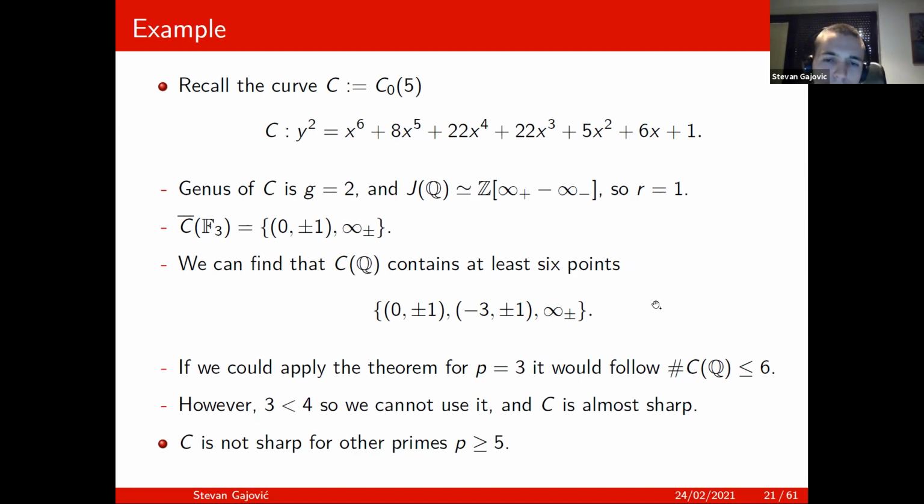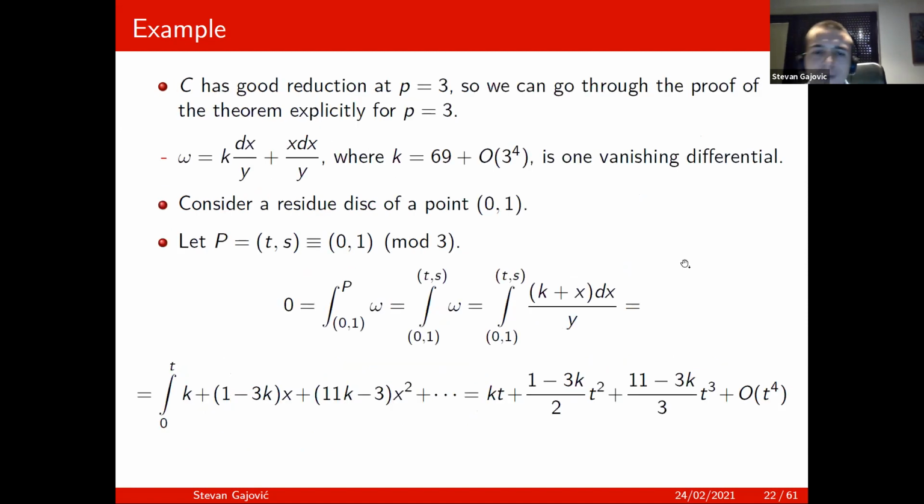So then we will imitate the proof, and I think that will help you to see what is going on, because this is an explicit version of the proof of Coleman's theorem. And we can use prime 3 because it's a prime of good reduction. And this is how we compute vanishing differentials. So genus 2, we have these two regular differentials and some linear combination.